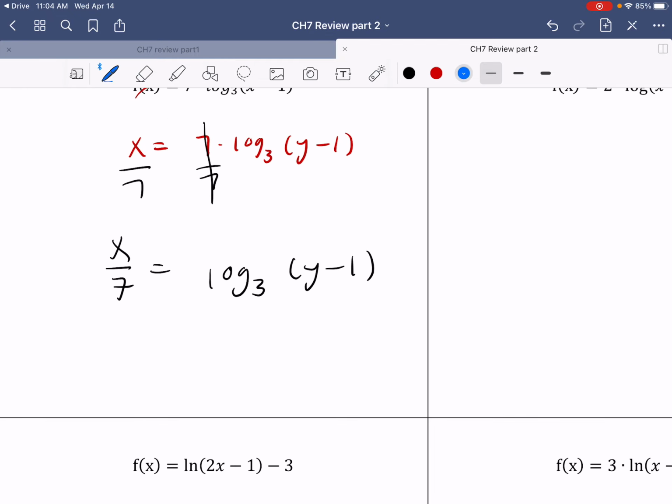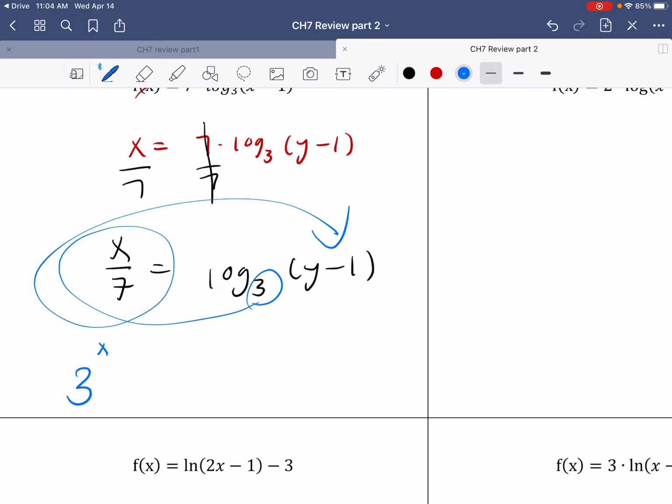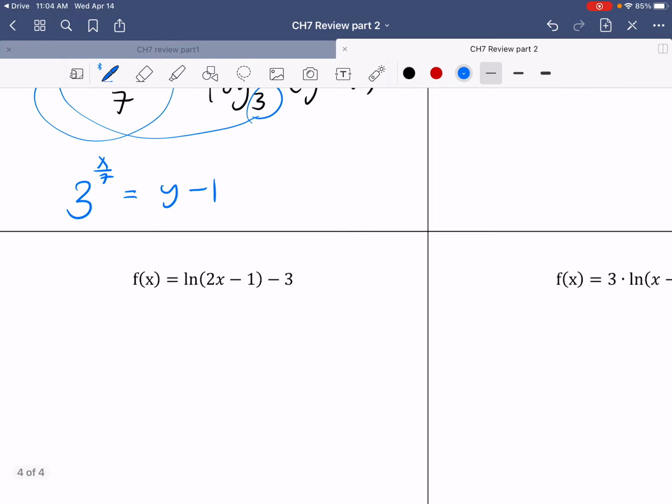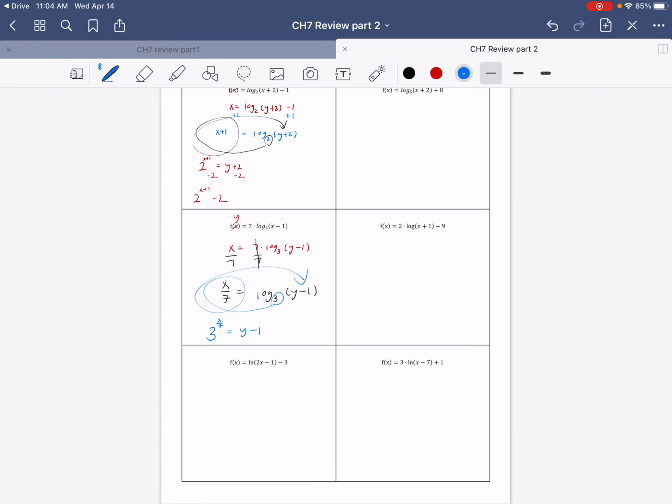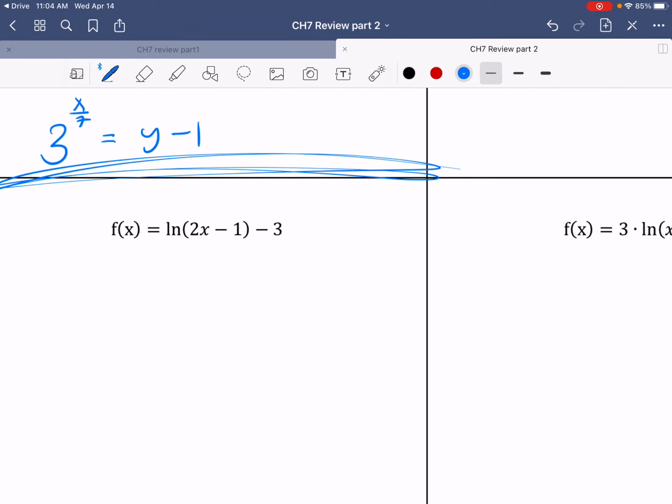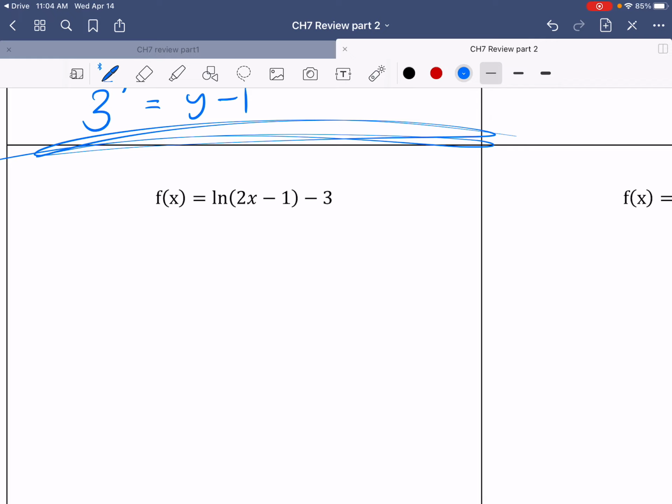I'm gonna do a beautiful curve like this, goofy. So it's 3 to the x over 7 power equals y minus 1, and plus 1 both sides, you'll get the answer. So try this question and finish this question, all right? Let's do the last one.